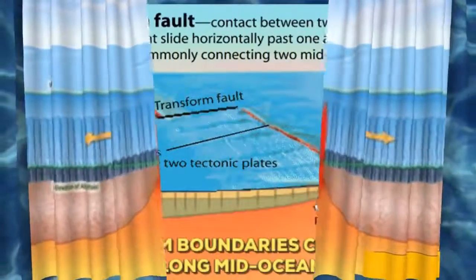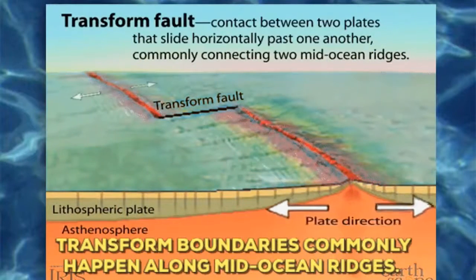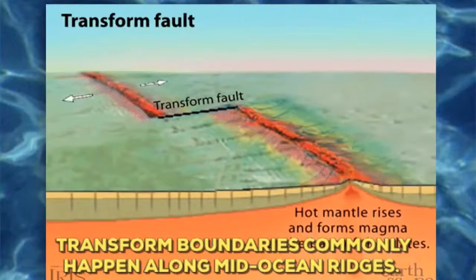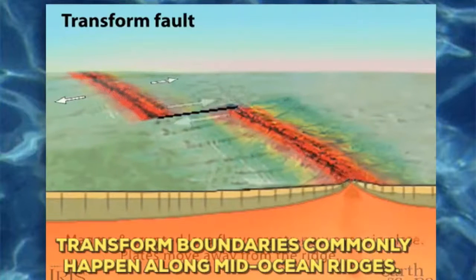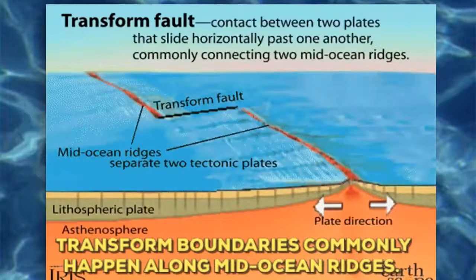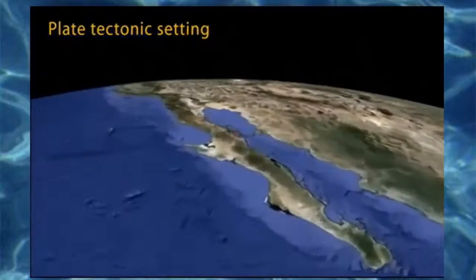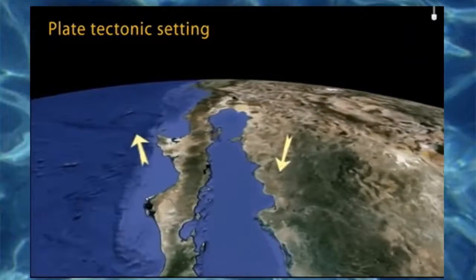The third type of plate boundary occurs where tectonic plates slide horizontally past each other. This is known as a transform plate boundary. As the plates rub against each other, huge stresses can cause portions of the rock to break, resulting in earthquakes. Places where these breaks occur are called faults. A well-known example of a transform plate boundary is the San Andreas Fault in California.